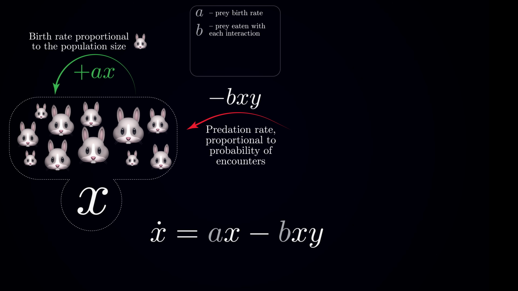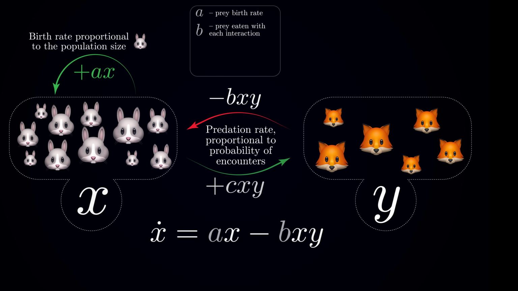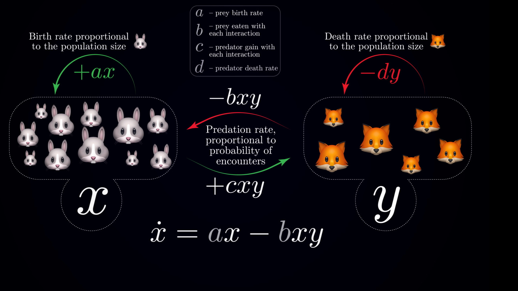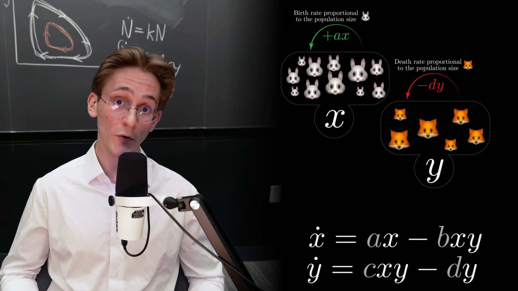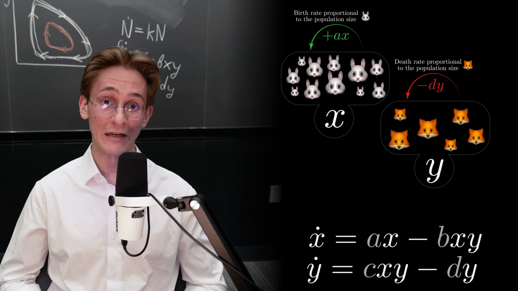Now for the predators. Foxes benefit from eating rabbits, converting a proportion of that energy into reproduction. This gives us the positive interaction term. We also include a term for natural deaths, which typically outweighs natural births for predators in the absence of prey. This results in the following differential equation for y. This simple model of two coupled differential equations is a very powerful tool for exploring the geometry of dynamical systems.